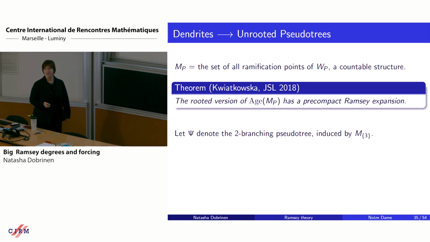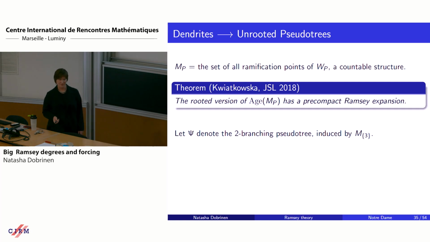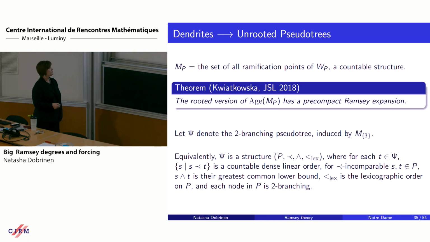Okay, so now if you have a Ramsey expansion of a class of finite structures, you might ask if its limit has Big Ramsey degrees. So I'll let S denote the 2-branching pseudo-tree. You can think of it as a 2-branching tree, and a pseudo-tree is a tree-like structure, except that if you look downwards, if you take the collection of all predecessors of some node, then it's going to be a linear order, but not necessarily a well order.